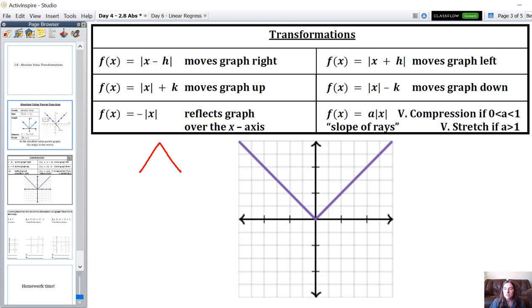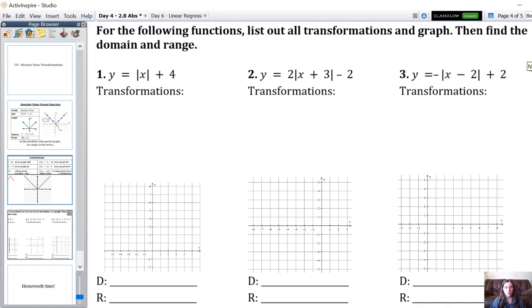So let's look at some examples. Here we've got y equals the absolute value of x plus 4. This plus 4 is outside of our absolute value, so this is going to be a shift up. So we're going up by 4 units. We don't have anything inside of the absolute value bars, so we're not going to the left or right, and we don't have anything out front, so we're not going to reflect, stretch, or compress. So all that we're doing is from the origin, we're going to go up 4 units. That's where our new vertex is.